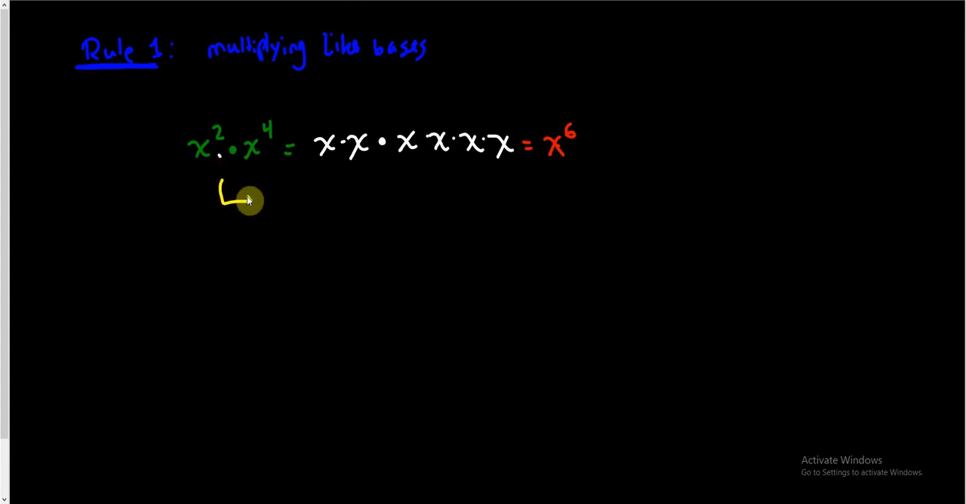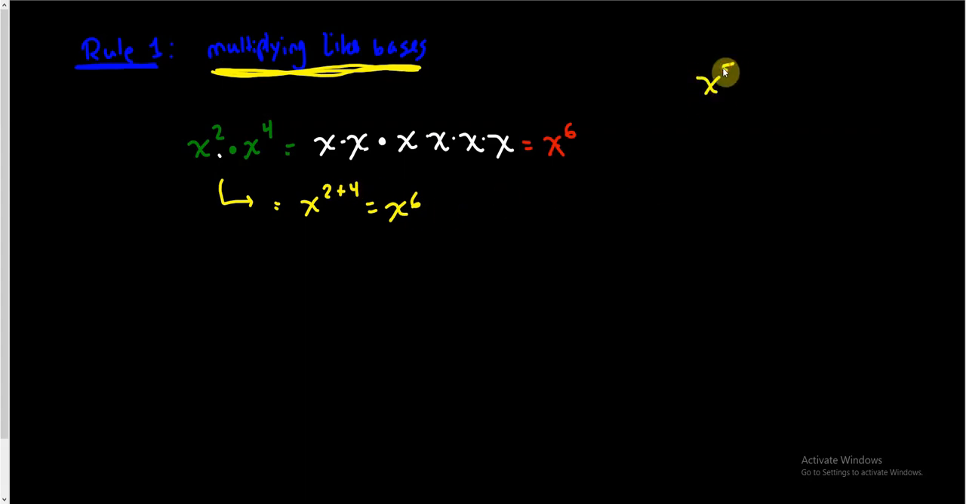What if I were to just instead say, wait a second, I know x squared means I have 2 of these x's, x to the fourth means I have 4. What if I were to just add the exponents together? 2 plus 4, that would be x to the 6th. Oh, well that's the rule. If you have like bases and you're multiplying them, all you have to do is combine them into a single base and add the exponents. So we should be able to do this kind of quickly and easily.